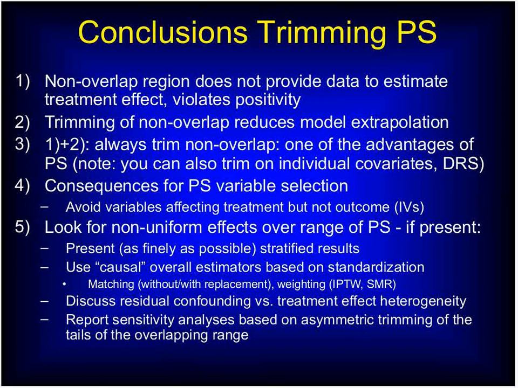Let's discuss residual confounding versus real treatment effect heterogeneity. And again, we should present this and leave it up to the reader, but we would also report sensitivity analysis based on asymmetric trimming of the tails of the overlapping range, as I just presented to you. And I think this concludes my slides here. The time seems to be pretty good too, so I'm open to answer questions.